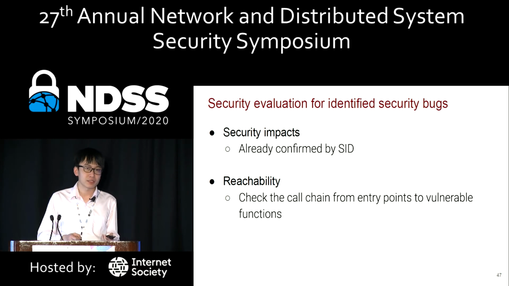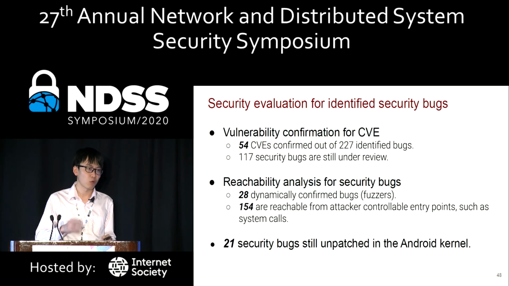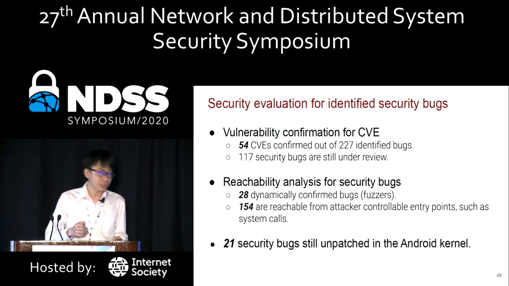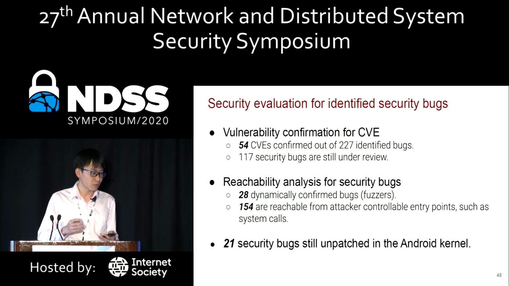We also evaluate the security of the identified security bugs, because we have defined that a bug is a security bug when it causes a security impact when triggered. The security impacts have already been confirmed in this project, so we further analyze the reachability by checking the call chain from the entry point to the vulnerable functions. And we find that more than 150 security bugs are reachable from attacker-controllable entry points. These entry points include system calls or error handlers.